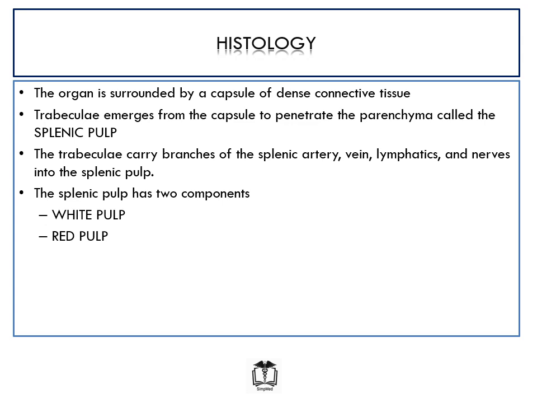So let's dive into the histology of the spleen. The spleen is an organ, first of all, surrounded by a capsule. The capsule is made up of dense connective tissue, and it has extensions called trabeculae. These extensions penetrate into the spleen and divide it into different subparts. The parts into which the spleen is divided are called the splenic pulp. As the trabeculae of the capsule enter the spleen, they carry with them branches of the splenic artery, splenic vein, lymph nodes, and nerves.